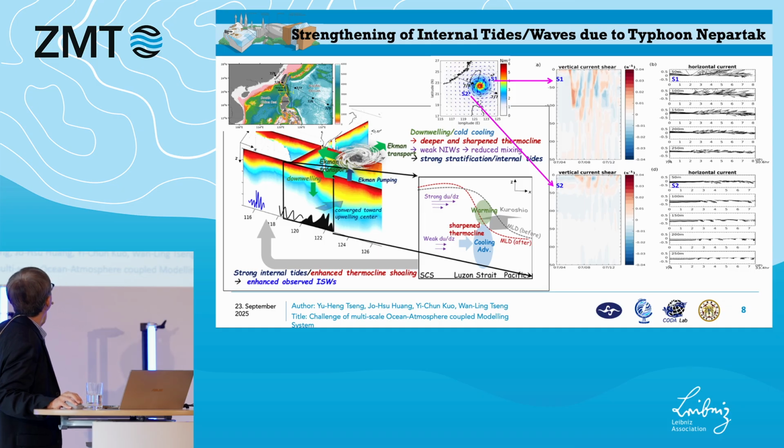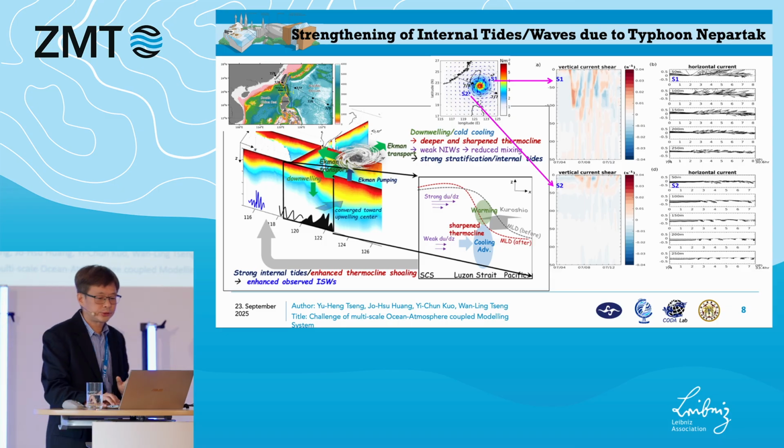In general, we found that because of the typhoon, the cyclonic circulation will also generate downwelling at the front left-hand side of the typhoon in the ocean. It can deepen and also sharpen the thermocline. That can weaken the near-inertial wave, which can reduce the mixing. And this can actually enhance the stratification over there, somewhere near the internal tide generation locations.